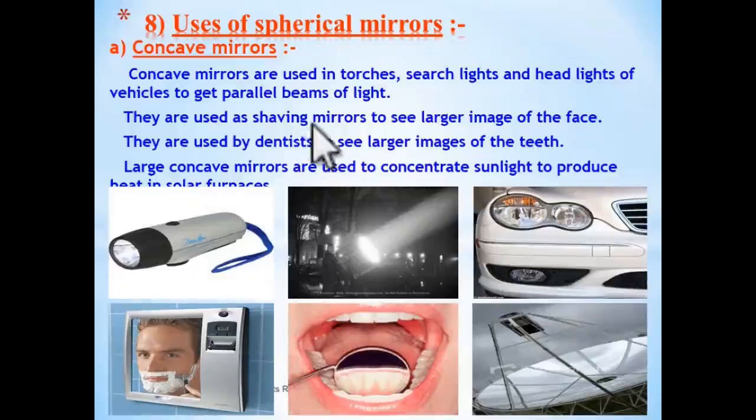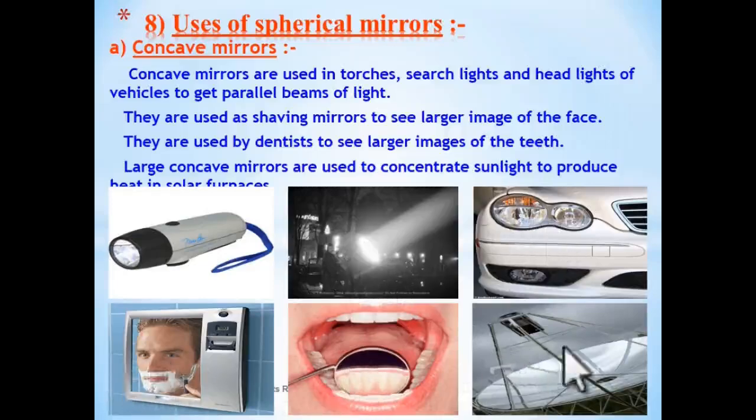Uses of spherical mirrors. Concave mirrors are used in torches, searchlights and headlights of vehicles to get a parallel beam of light. They are used as shaving mirrors to see a larger image of the face. Concave mirror I am talking about. They are used by dentists to see a larger image of teeth. Large concave mirrors are used to concentrate sunlight to produce heat in a solar furnace.